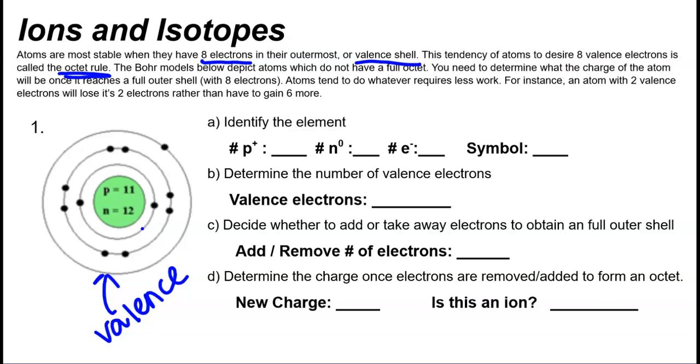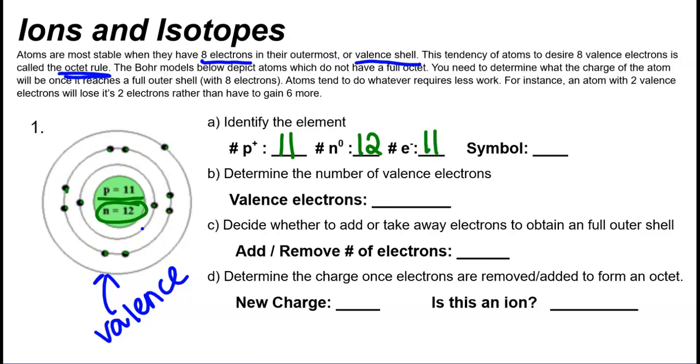So first of all, we need to identify our element. For the number of protons, it says we have 11 protons. Number of neutrons is 12. Those are both in the nucleus. Now for our electrons, we just need to count our dots. We're counting all the electrons, not just the valence ones, but the total number of electrons. So 1, 2, 3, 4, 5, 6, 7, 8, 9, 10, 11.